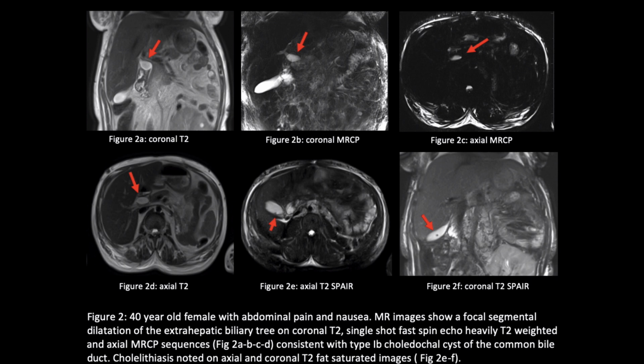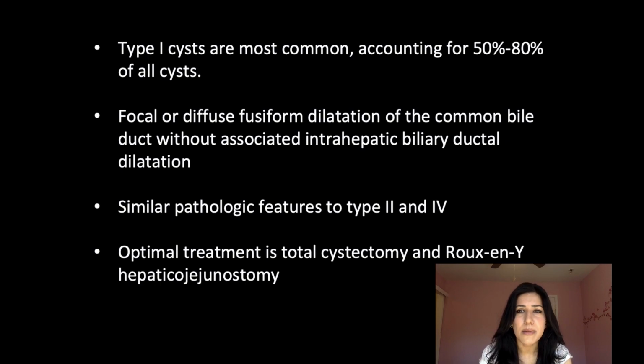That's another case. There is also focal segmental dilatation of the extrahepatic biliary tree. Here on the axial MRCP, there's a filling defect on the T2 fat sat images that's consistent with a gallstone. So this is type 1 choledochal cyst complicated with cholelithiasis. Type 1 choledochal cysts are the most common and account for 50 to 80% of all cysts. The optimal treatment for this type is total cystectomy and Roux-en-Y hepaticojejunostomy.